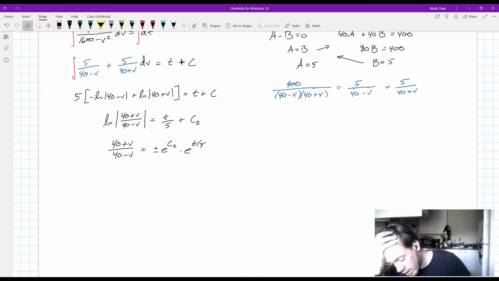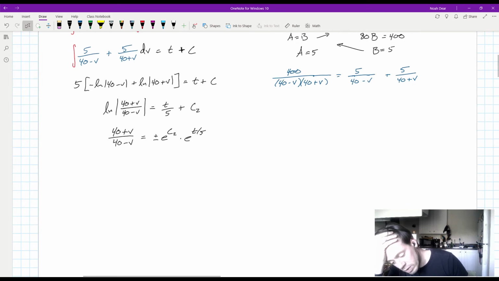And noting, as we did earlier, that the e to the c squared term could also be a 0 and give us a solution, we can replace that with an a, or I don't want to use capital A because we use that over on the right. I'm going to change that to a d. This is 40 plus v over 40 minus v equals some new constant d e to the t over 5.